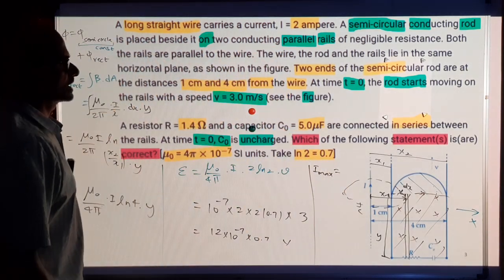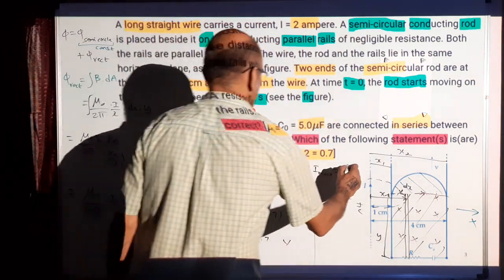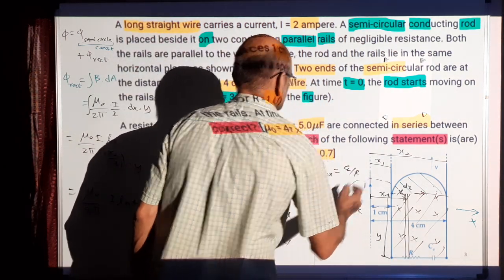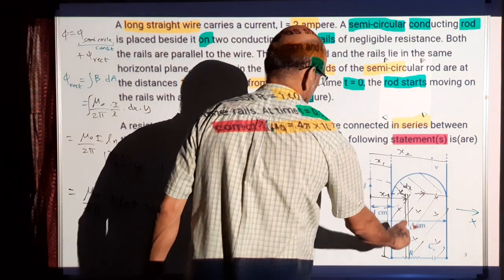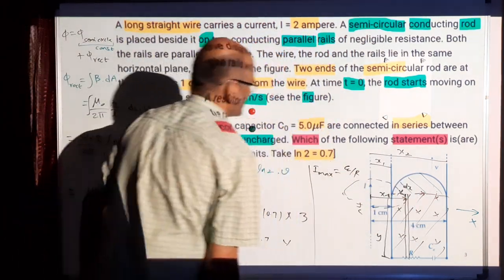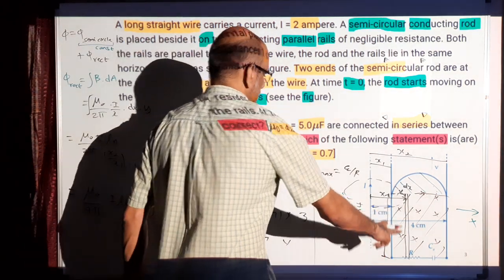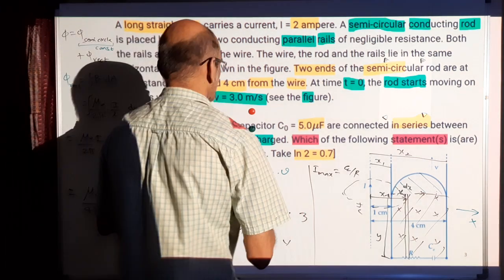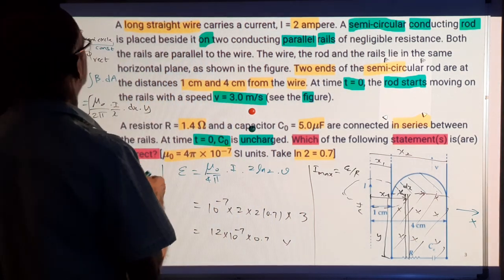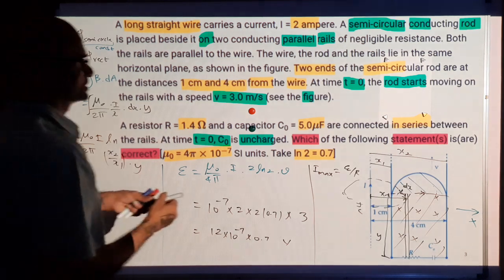and that will be due to the current acting in this voltage source across this resistance. So this E by R, RC circuit, and this is the voltage source because of this flux linkage. So at time t equal to 0, capacitor is short, so the full voltage will come across this R. So the current will be E by R, and E is this much, and value of R is 1.4 ohms.